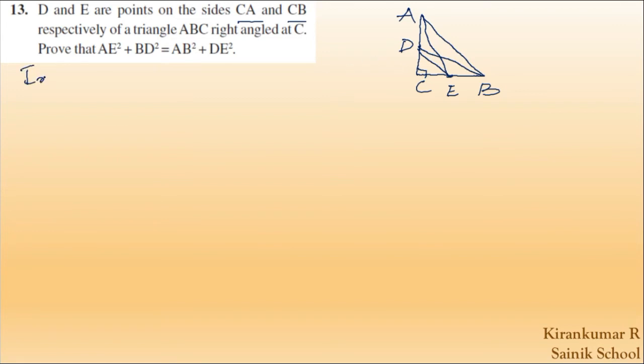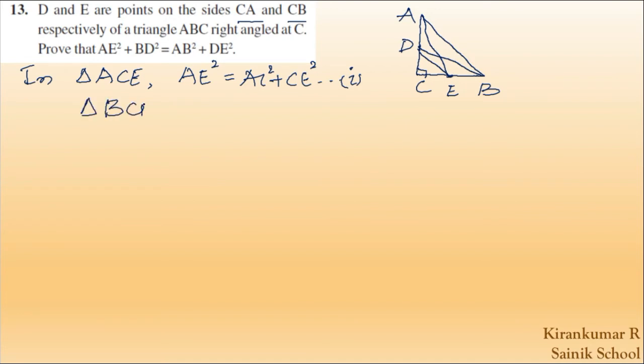There are a few right angle triangles here. First, if I consider the triangle ACE right angled at C, the hypotenuse is AE, so AE square will be equal to AC square plus CE square. Let me name this as equation 1. In triangle BCD, we have BD square equal to BC square plus CD square. This is equation 2.